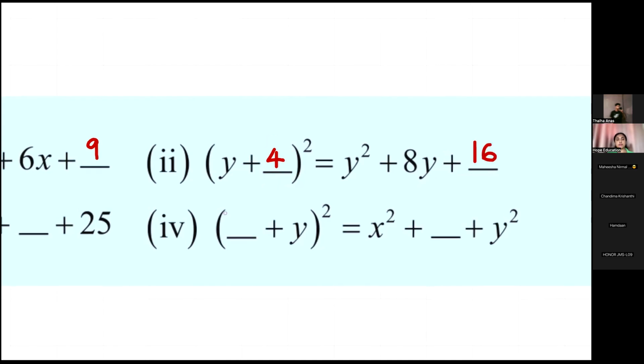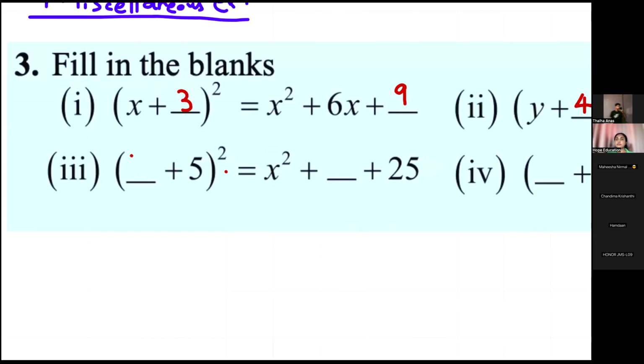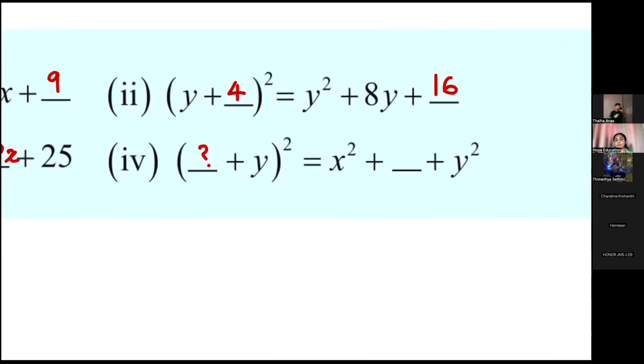Then what comes here? X. X, yes. Because anyway its square comes here. If this is x squared, this should be x. Then what comes here? 10x, no? Because here x times 5 times 2 would be 10x. So it's 10x. Okay. Then what about this? What comes here? X.